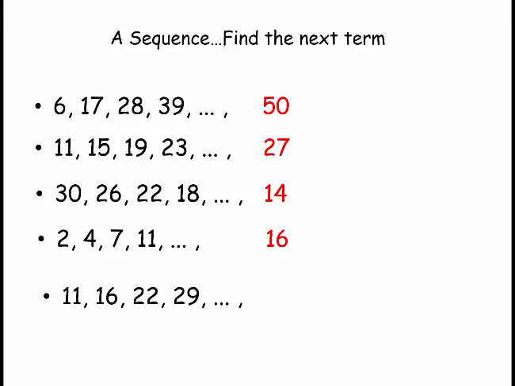All right, here. Difference here. So 11 to 16 is 5. Then here, 16 to 22, that's 6. And then 22 to 29 is 7. So the next difference went from 5 to 6 to 7. So this next difference should be 8. So 29 plus 8 gives me 37.